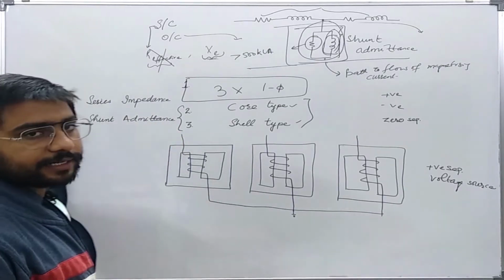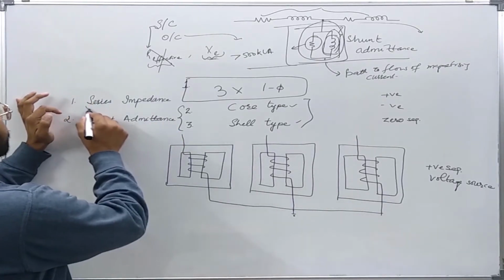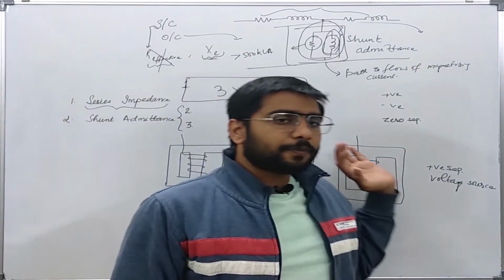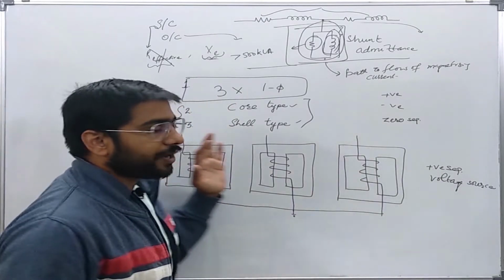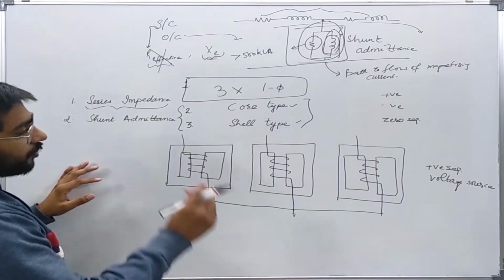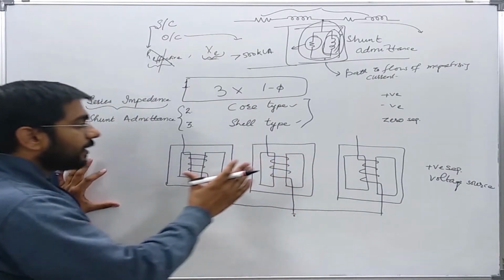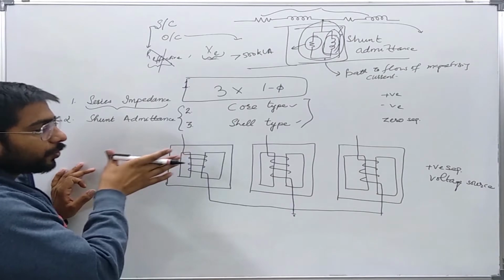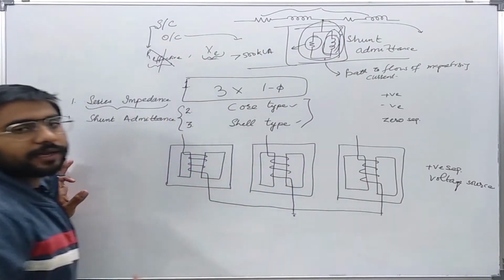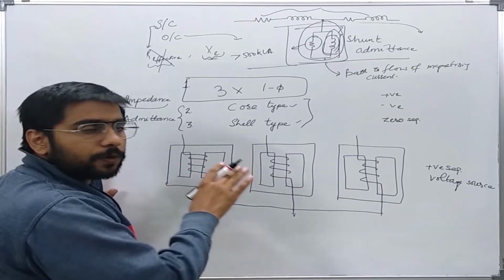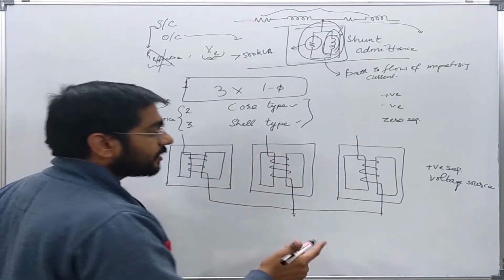Now first discuss the series impedance part. Let us say the positive sequence currents are flowing into the transformer. Now you will find that the series impedance offered to the positive sequence current is exactly the same as that offered to the negative sequence currents also.